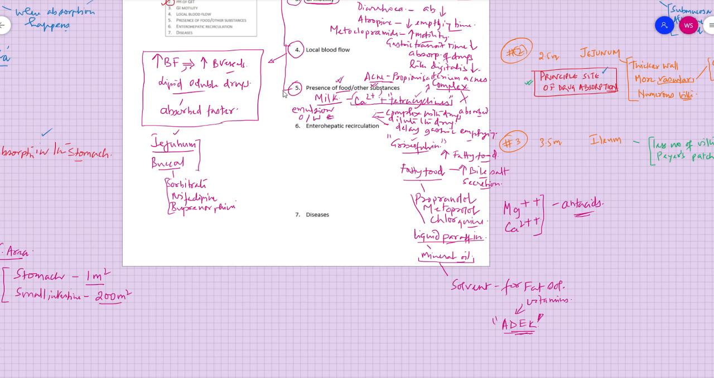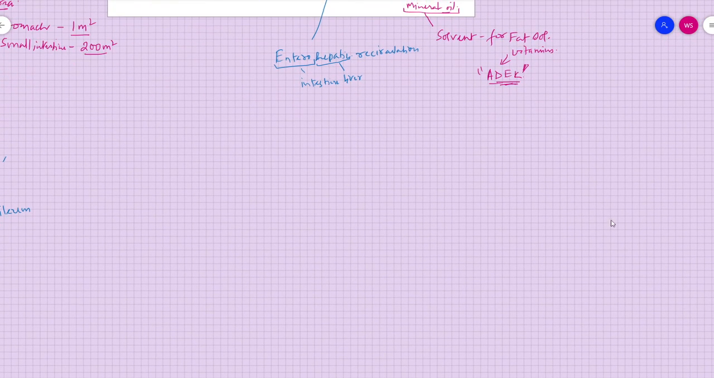Let's visit the next point, which is enterohepatic recirculation. Entero means intestine, hepatic means liver, recirculation, meaning there is a recirculation. So let's understand what this means.